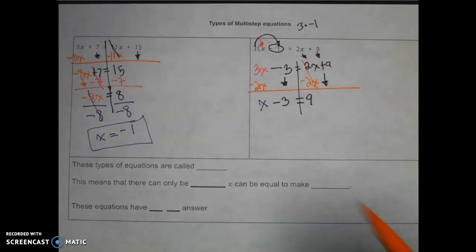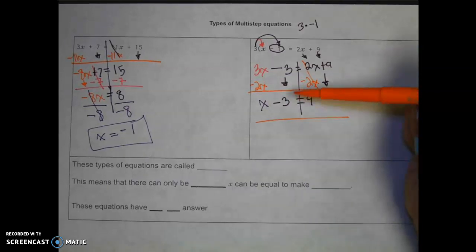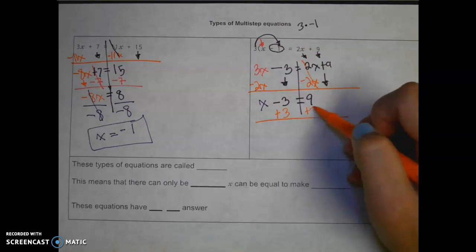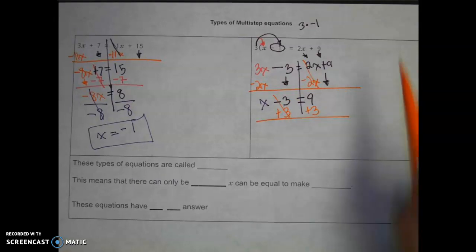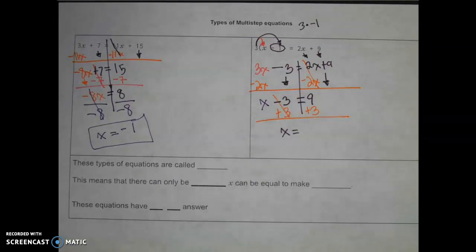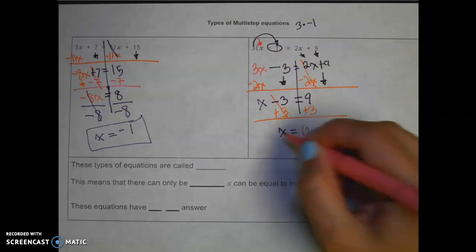Last step that we stated is we need to get x by itself. So we need to get rid of this -3. The opposite of a -3 is a +3. So I'm going to add 3 to both sides. So these 3's cancel. I'm left with x equals, what's 9 plus 3? 12. Good job.